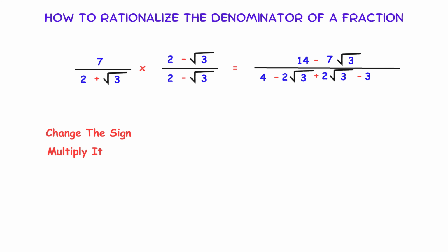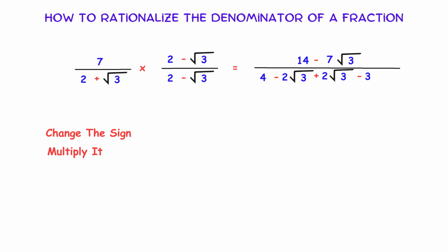For questions like 7 over 2 plus root 3, though, where the denominator has two terms, we still have to multiply top and bottom by the denominator again, but importantly, we also have to change the sign. So this plus sign actually gets changed to a minus sign instead, and likewise, if we'd started with a minus sign, we would have had to change it to a plus sign.